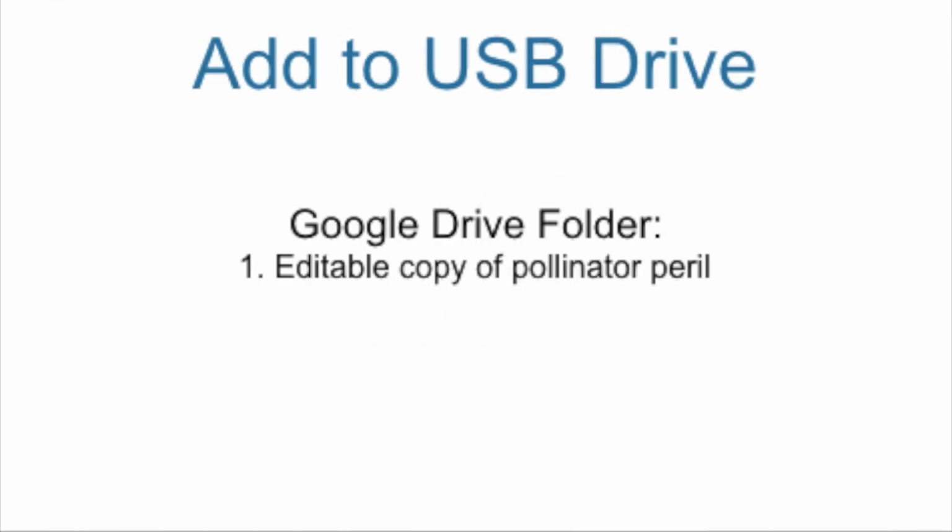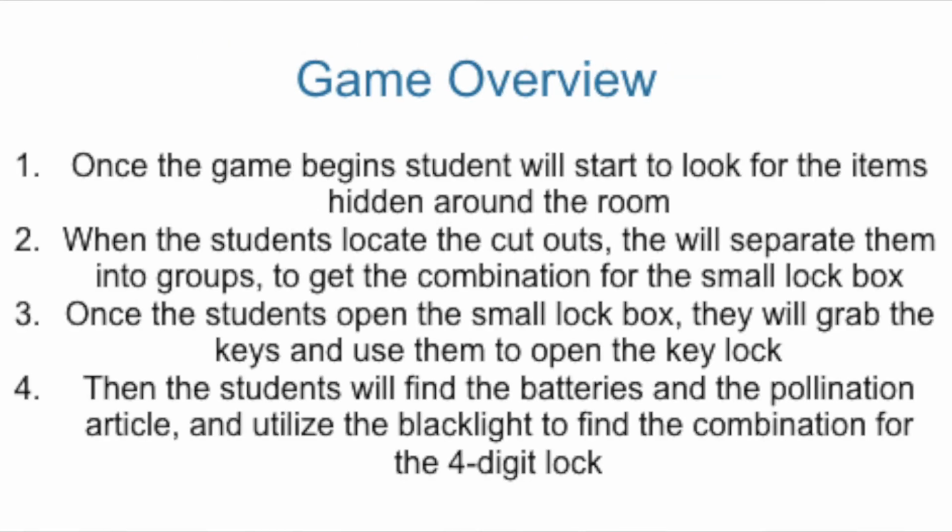From the same Google Drive folder, you will need to add the Google form entitled Editable Copy of Pollinator Peril to the USB drive. Once the game begins, students will start to look for the items hidden around the room. When the students locate the cutouts, they will separate them into groups, bees, flowers, and butterflies, and count the number of cutouts in each of the 3 groups. They will then use these numbers to get the combination for the 3-digit lock.